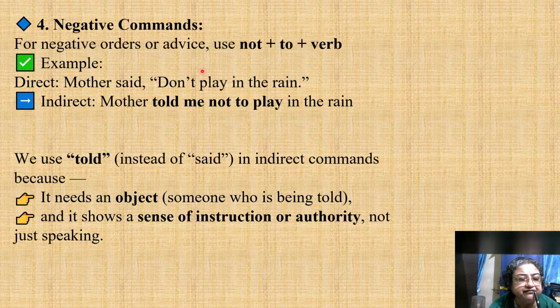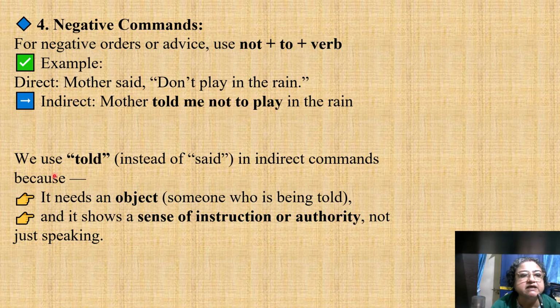Now if the direct speech is a command and it is negative, how will you convert it? Their mother said, don't play in the rain. It is a negative sentence, a command type also. How will you convert this direct speech into indirect? Mother told me not to play in the rain. Here only not is added, the other structure will be the same. Said, told, then object, then to, then base form, and before these two you have to use not.